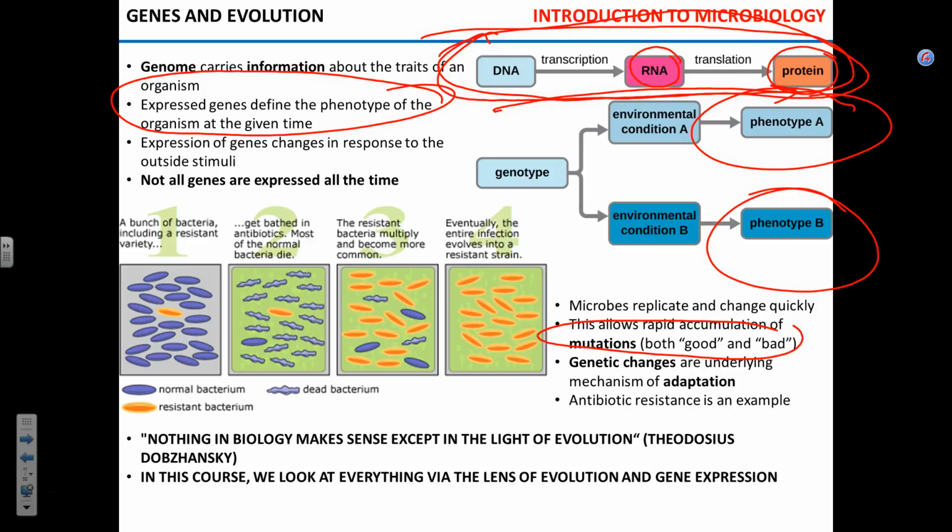Another situation. You put all the bacteria in the medium and it has moderate or low levels of antibiotic. Most of them will die, but some of them will survive. And they will survive not by chance, but because they are somehow resistant. They have that mutation that gives them the advantage. Make sense? And then if you continue to grow them, they will create a better and better population.